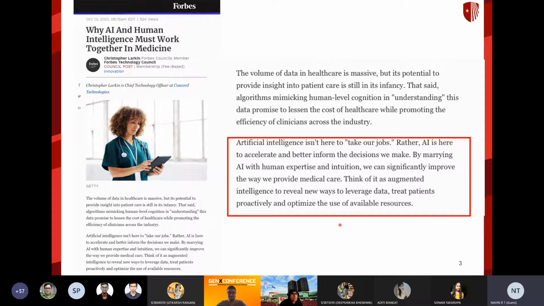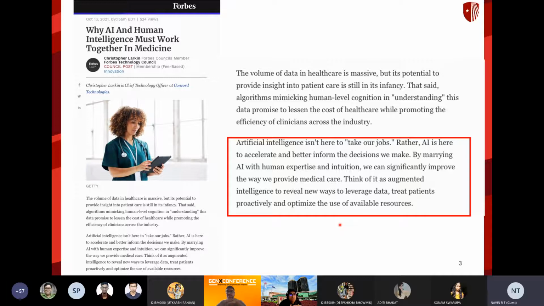So here's an article that states why AI and human intelligence must work together in the field of medicine. Now, AI isn't here to take our jobs. That has been the quote unquote story in many leading dailies every single day, day in and day out. But we should realize that AI isn't here to take our jobs. Rather, it is here to accelerate and better inform the decisions that humans make. By marrying AI with human expertise and intuition, we can significantly improve the way medical care is provided to patients, to make sure that the right care is provided to the right patient at the right time.